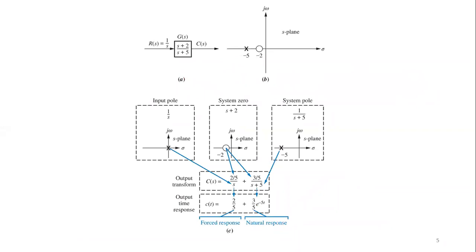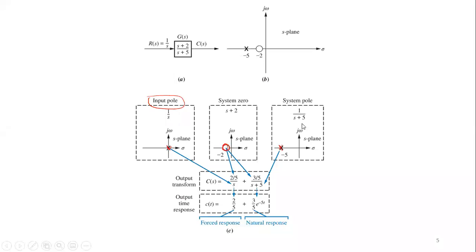Again, this gives more description about what is shown here. Look here, it has the transfer function S plus 2 over S plus 5, and you have an input 1 over S. When it is plotted in the S-plane, it goes like this. So what does this mean actually? The input pole in the S-plane is located in the middle. You can see the input pole here. Meanwhile, the system zero is located here, S plus 2, and the system pole is at -5.